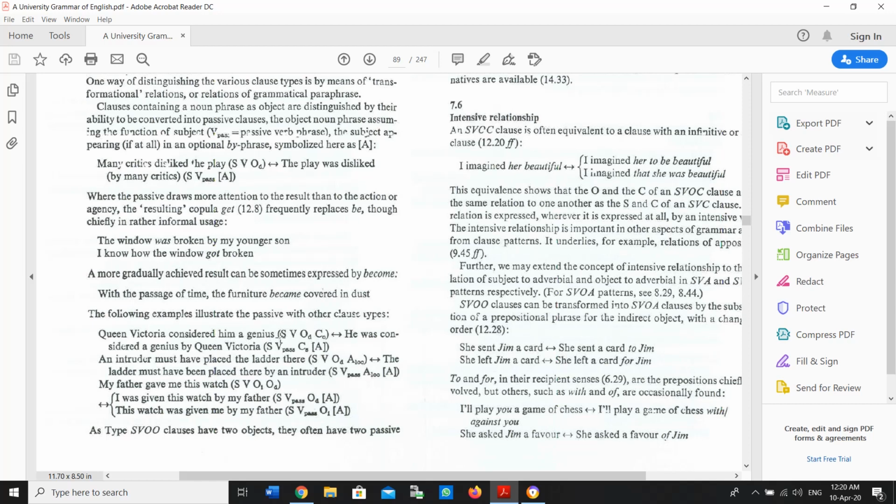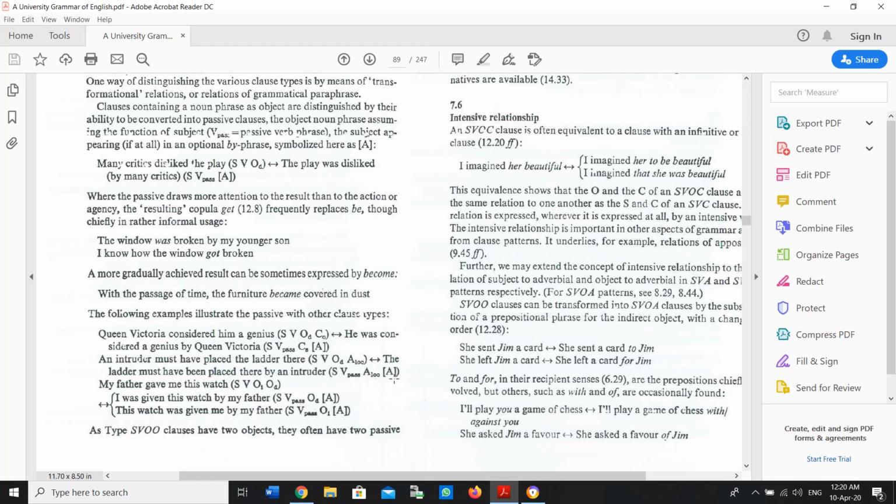فإذا هذا النوع هو SVO. طبعا الأو هنا direct and object complement. him راح يجي يصير لي subject راح يتحول إلى he was considered a genius by Queen Victoria. فيكون التحليل مالته SV pass COA. An intruder must have placed the ladder there. SVOA, there, adverb of place. The ladder must have been placed there by an intruder.